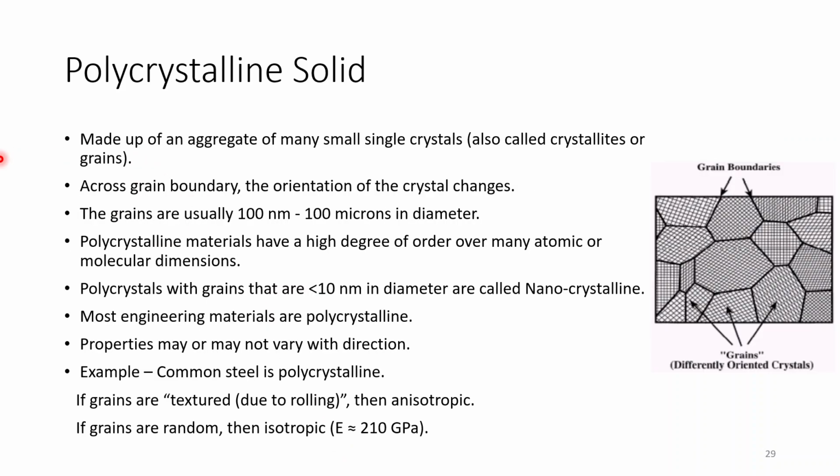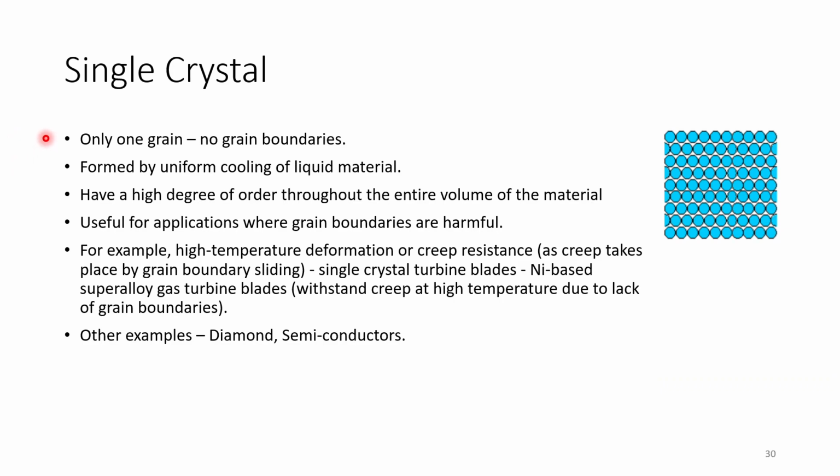Next you have single crystal. It has only one grain and no grain boundaries. It is formed by uniform cooling of liquid material. It can have some other defects such as vacancies and dislocations, but it won't have grain boundaries. It has a high degree of order throughout the entire volume of the material, and it is useful for applications where grain boundaries are harmful, such as high temperature deformation or creep resistance, as creep takes place by grain boundary sliding.